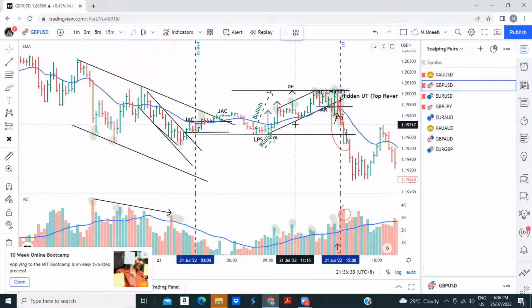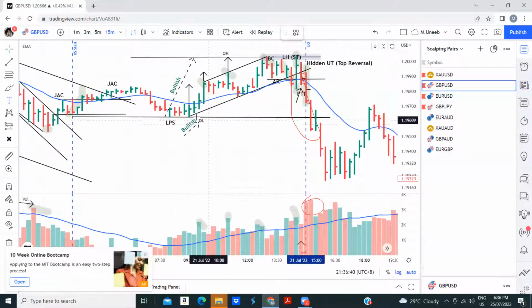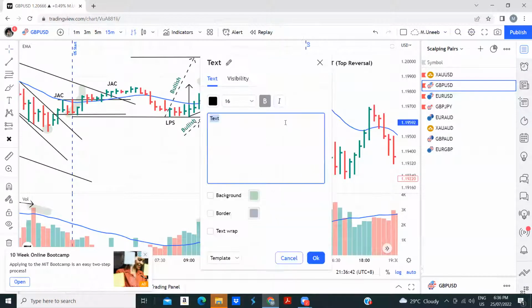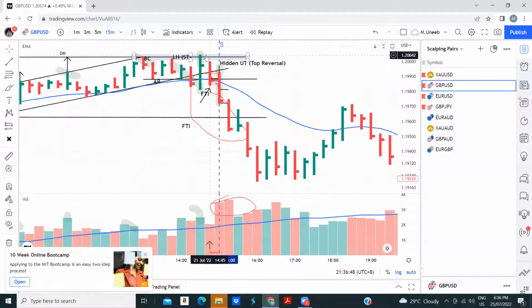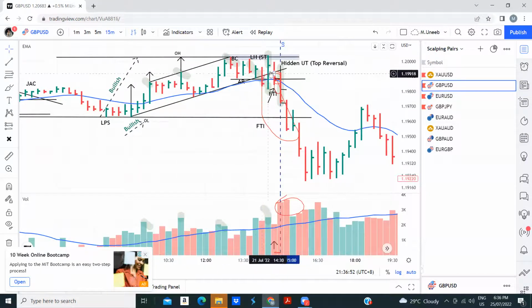Finally, at this point, the bullish structure over here has changed into a bearish structure. Why? Because of this falling through ice. Increase in volume, right? Increase in volume. And we are breaking this structure.